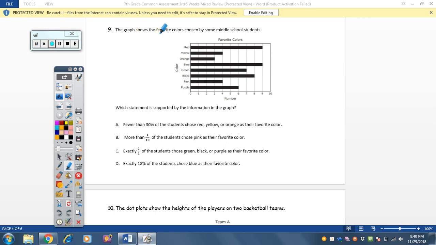Nine says the graph shows the favorite colors chosen by some middle school students. Which statement is supported by the information in the graph? That means true, right? So before you can go on, I need you to number all of these numbers. If you missed this problem and you are correcting to get points back and you have not put the numbers on, you are not getting your points back.